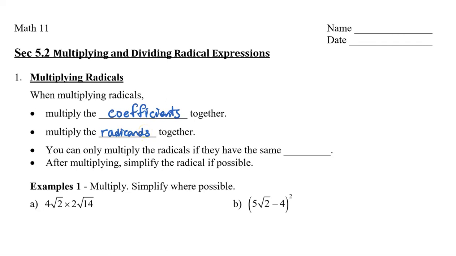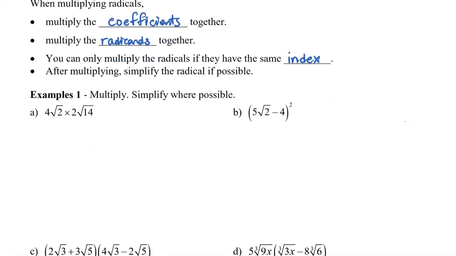Now, you can only multiply the radicals if they have the same index. So if they don't have the same index, you actually can't multiply them together, and you would write the two radicals side by side. Now, after you multiply, simplify the radical if it's possible. All right, so let's take a look at several examples.